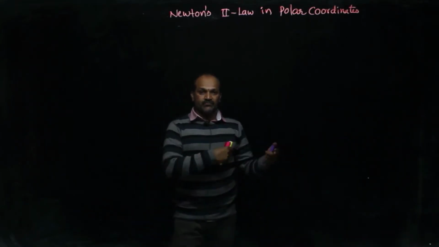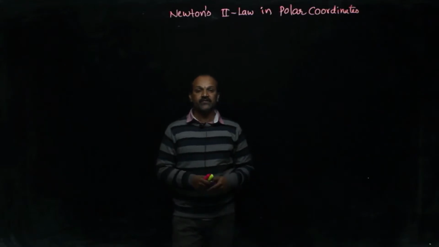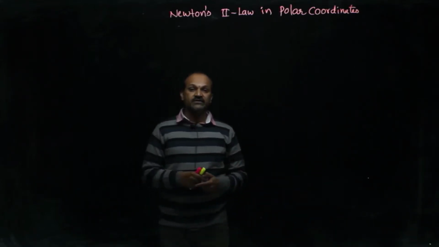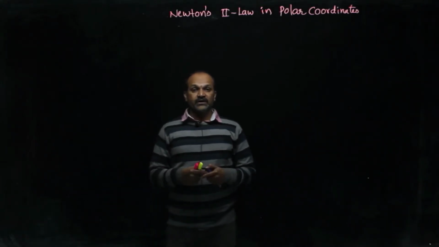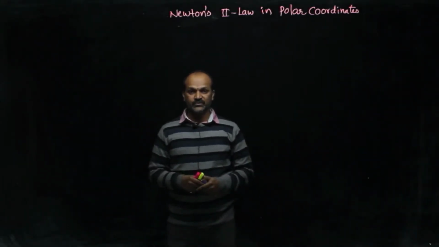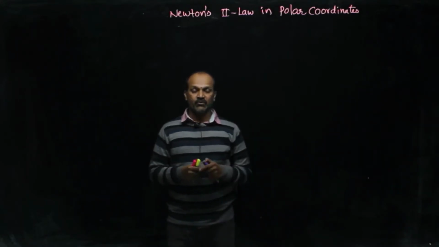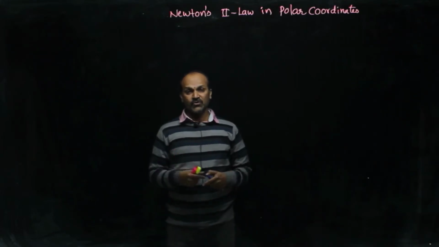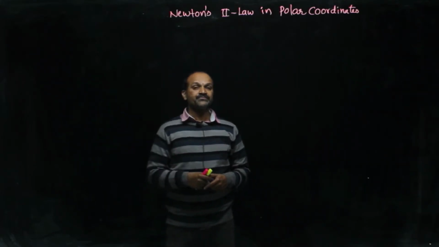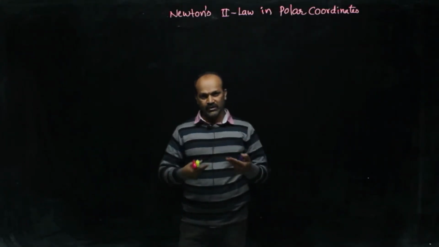The force applied causes a rate of change of momentum, that is the basic thing. F is equal to ma, and after that m into d square x by dt square. So the particle is travelling along the x axis; in Cartesian coordinate terms it is described like this. Now, we will see it in polar coordinates. Polar coordinates are r and theta.